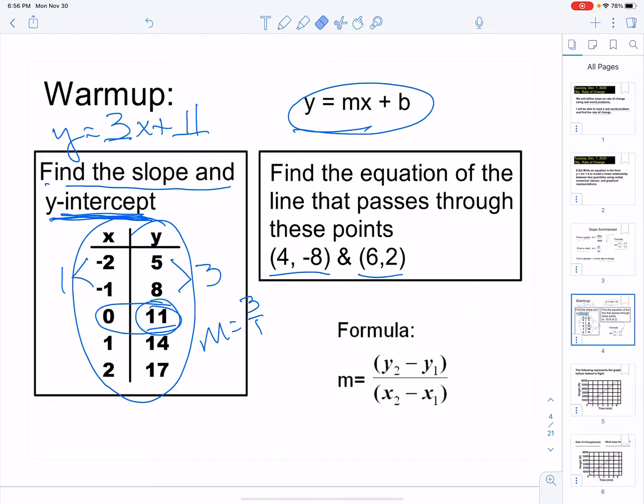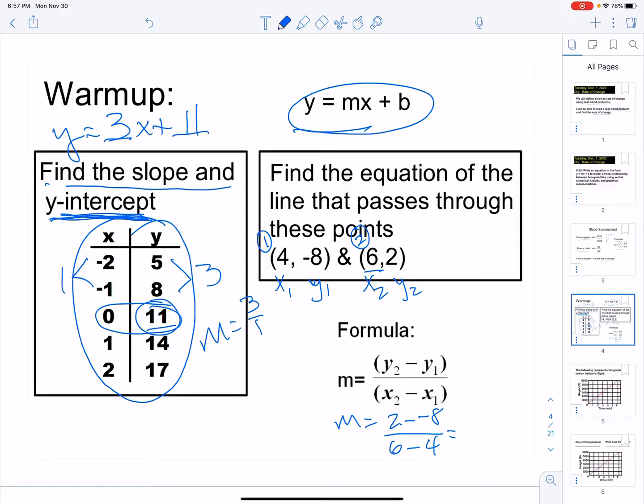In this other problem I have to use the formula. Like I told you yesterday, you're going to identify the points. I'm going to say that this point is number 1, this point is number 2. So this is x1 and y1. The 6 is x2 and the 2 is y2. Now that I've got them identified, I can plug them into my formula. So m is equal to y2, which is 2, minus y1, which is -8, divided by x2, which is 6, minus x1, which is 4.